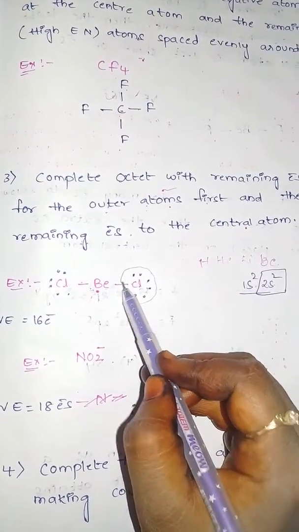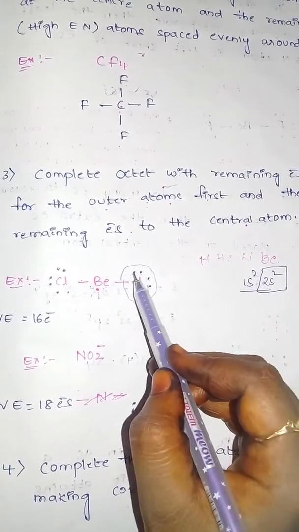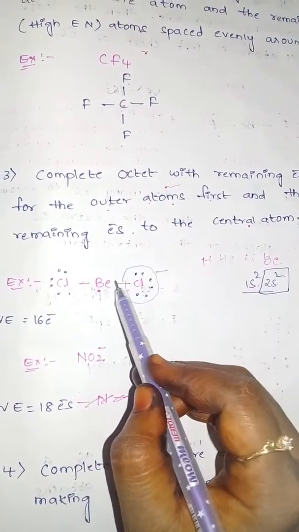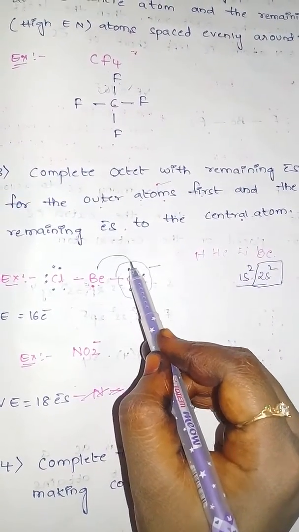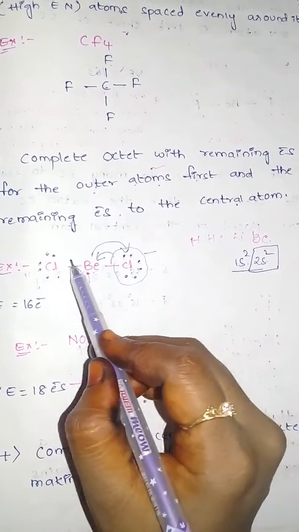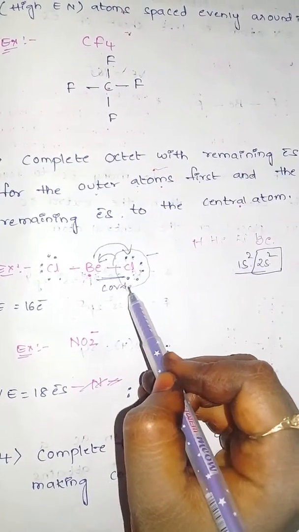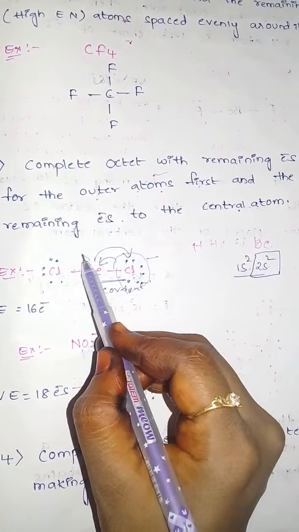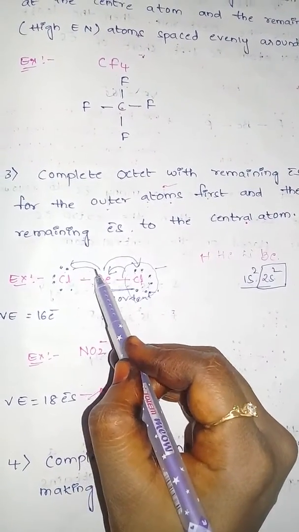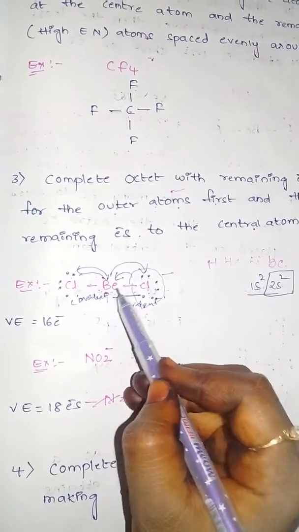To get a stable configuration, chlorine, which has 7 valence electrons, wants 1 electron. So beryllium gives 1 electron to chlorine and chlorine gives 1 electron to beryllium. Mutual sharing of electrons means a covalent bond is formed. Here also, beryllium gives 1 electron to the chlorine and chlorine gives 1 electron to the beryllium.